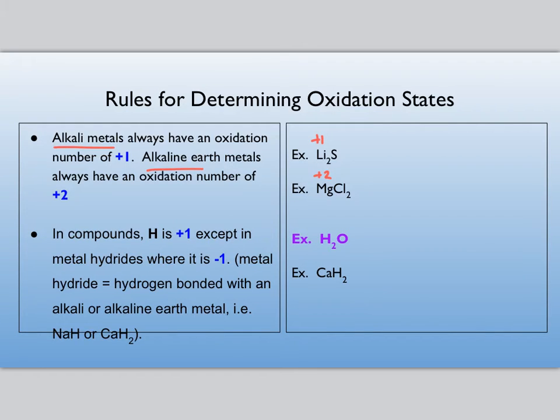In compounds, hydrogen is positive 1, except in metal hydrides, where it's a negative 1. A metal hydride is when hydrogen is bonded with an alkali or alkaline earth metal. In these two examples, I have the water in purple because it's an example on your paper. You can fill this in there. The hydrogen will have an oxidation state of positive 1, and because we need all of the oxidation states to add to 0, the oxygen must have an oxidation state of negative 2. In the second example, calcium hydride, the hydrogen has an oxidation state of negative 1, and the calcium has an oxidation state of positive 2.